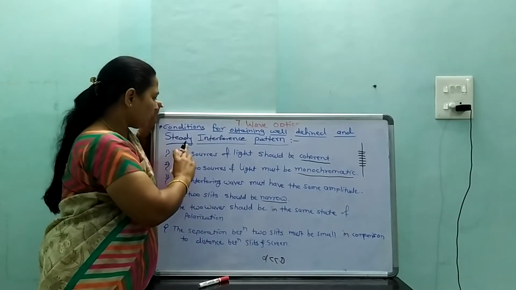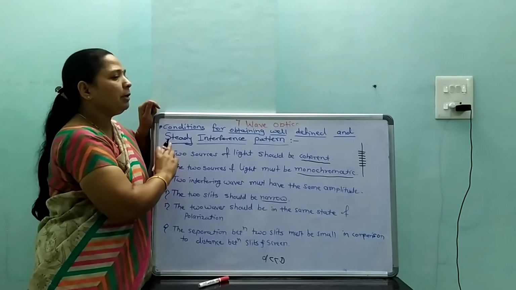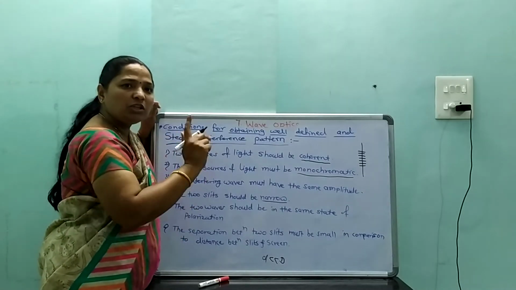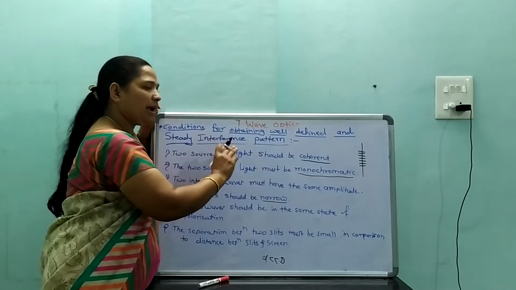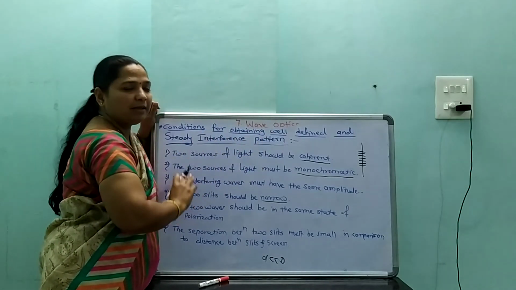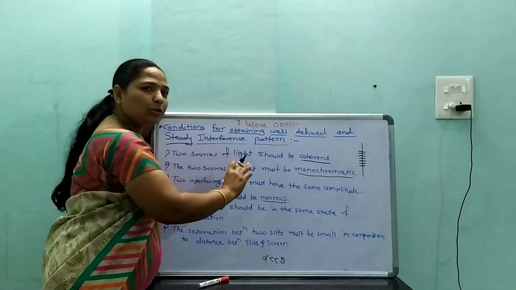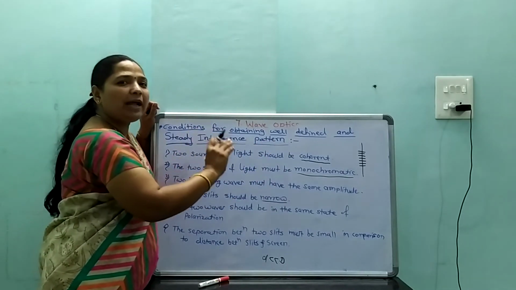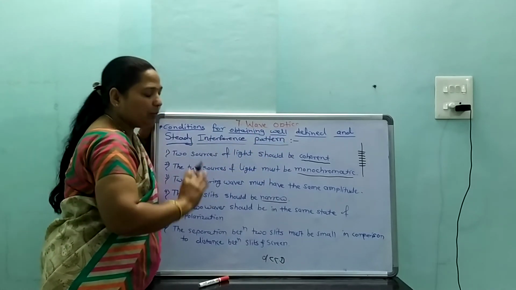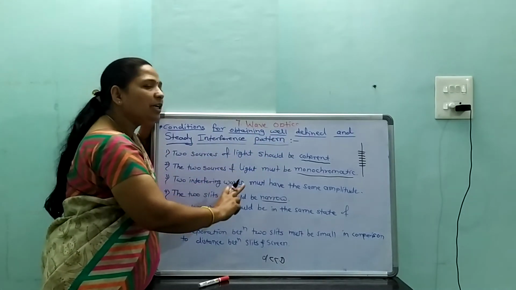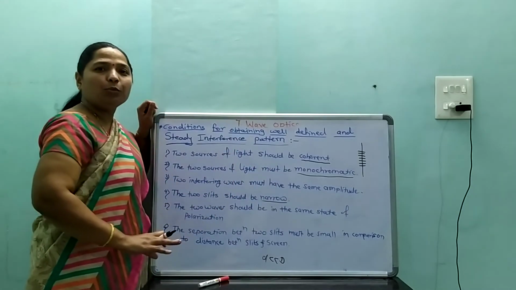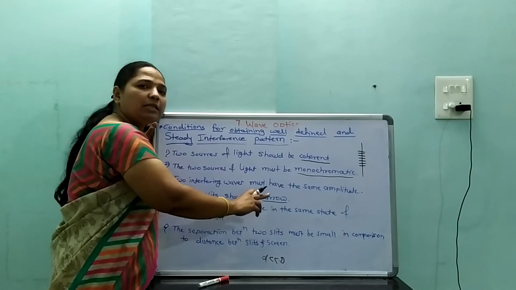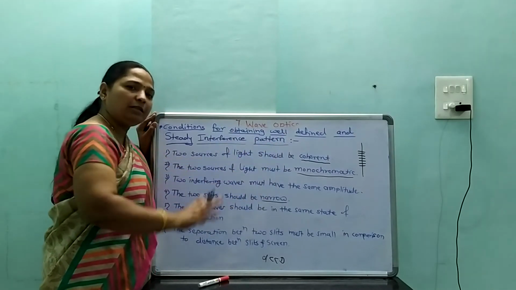This question is asked in board exams. Which are the different conditions to obtain the steady interference pattern? First condition is the two sources of light should be coherent. Second, two sources of light must be monochromatic. Third, two light waves have the same amplitude. Fourth condition, the two slits should be narrow. And for the fifth condition, the two waves should be in the same state of polarization.